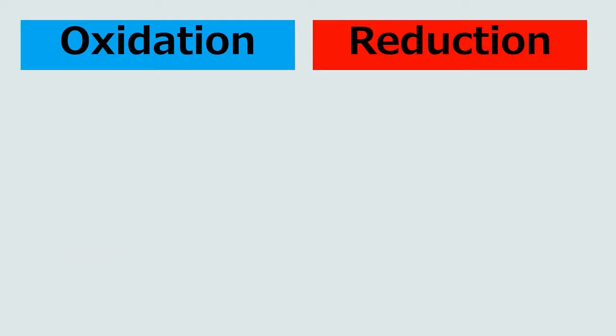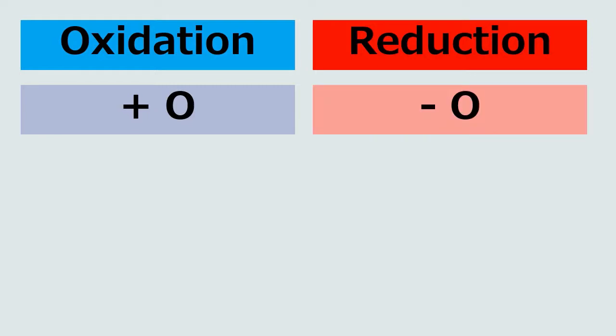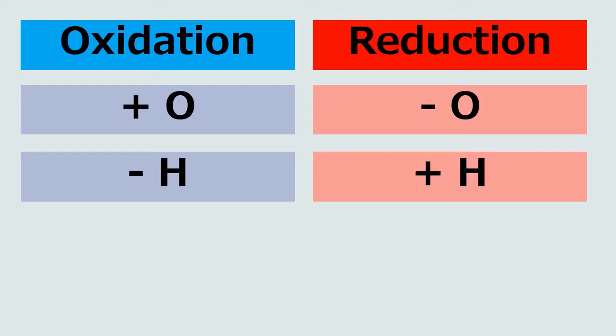So it can be concluded that gain of oxygen is an oxidation reaction. The substance that loses oxygen undergoes reduction, while the substance that loses hydrogen undergoes oxidation, and the substance that gains hydrogen undergoes reduction.